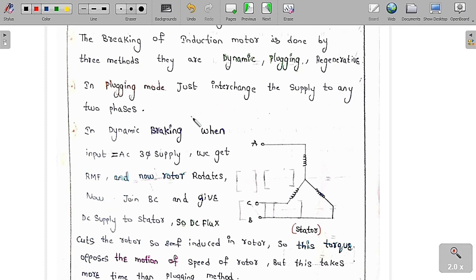Basically, in the DC motor I have already told you, plugging is just you have to interchange the armature terminals, then you are going to get a reverse torque. Similarly here, in the plugging method in the induction motor, you have to interchange the supply of any two terminals, then you are going to get a reverse RMF. So the speed is going to decrease and it is going to come to stationary. But whenever the speed becomes zero, at that time you have to remove the supply, otherwise it is going to rotate in the reverse direction.